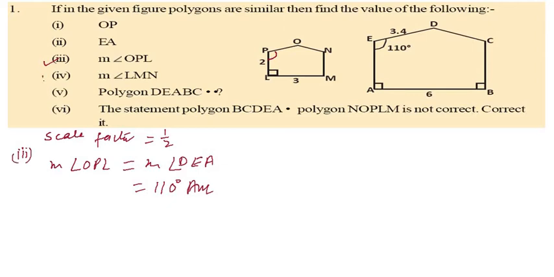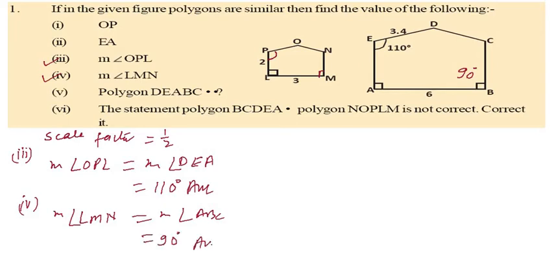Now come to the fourth part of this question. Magnitude of angle LMN. As you say LMN, here is LMN and that is this angle. And this angle is given as 90 degree. So that is the magnitude of angle, which one? ABC. So you have to write here ABC, but ABC is given as 90 degree. So you have to write 90 degree. So that is your answer.